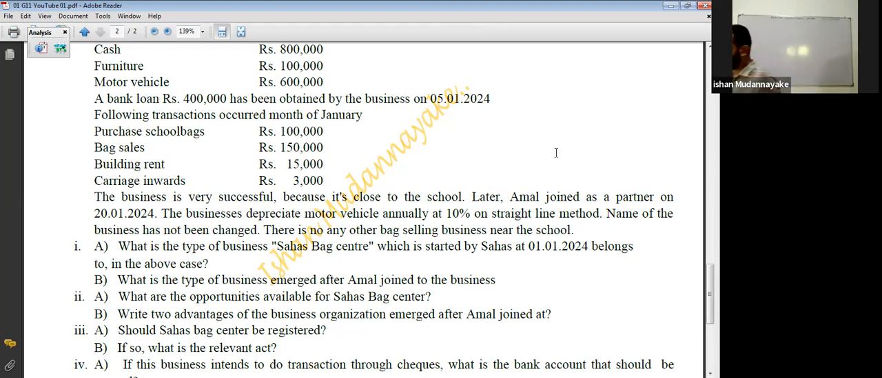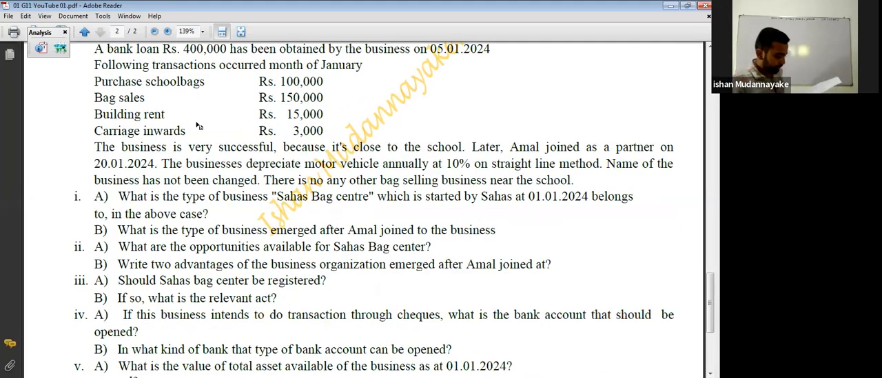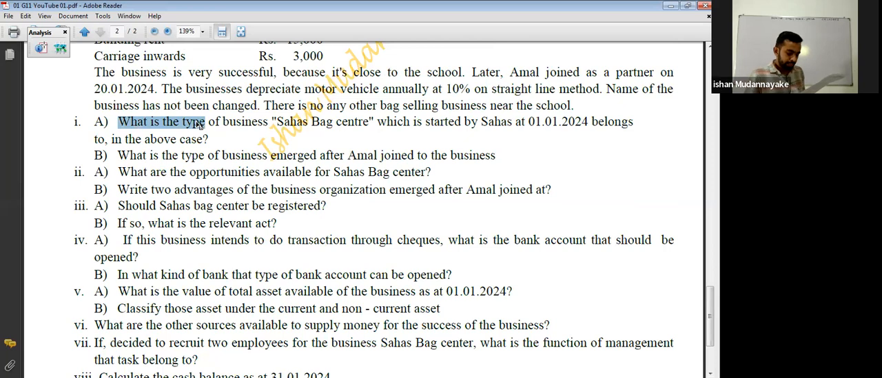And then look at the first question. What is the type of business? Sahas Bag Center, which was started by Sahas on 1st January 2024, belongs to which type in the above case? Here, the type of business is sole proprietorship. It is better to write down sole proprietorship, private sector. Here, the type of business organization is sole proprietorship.